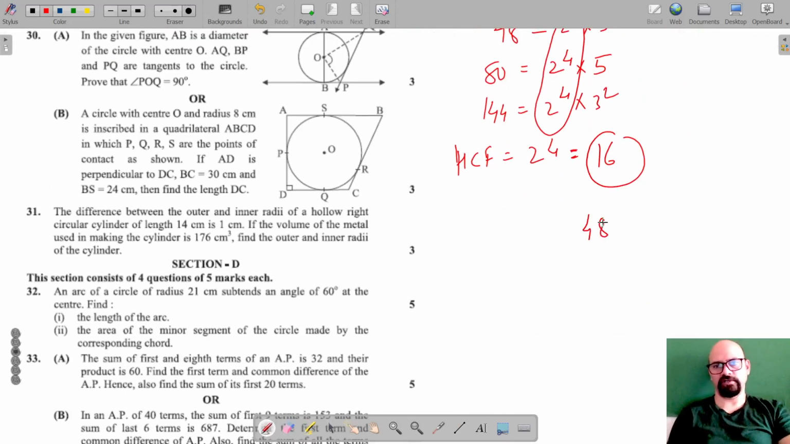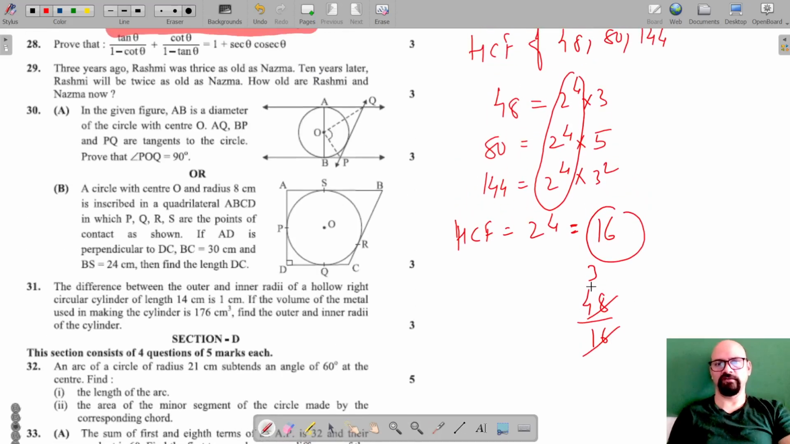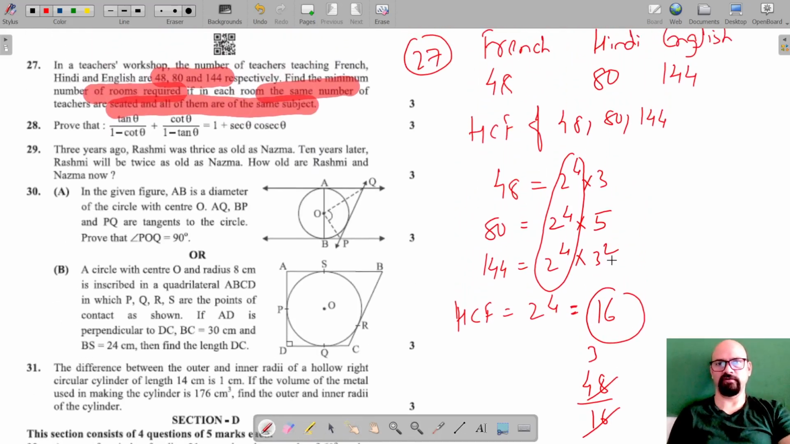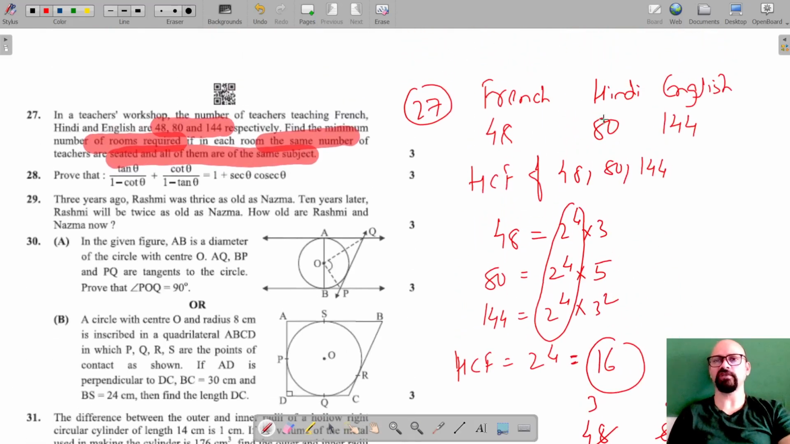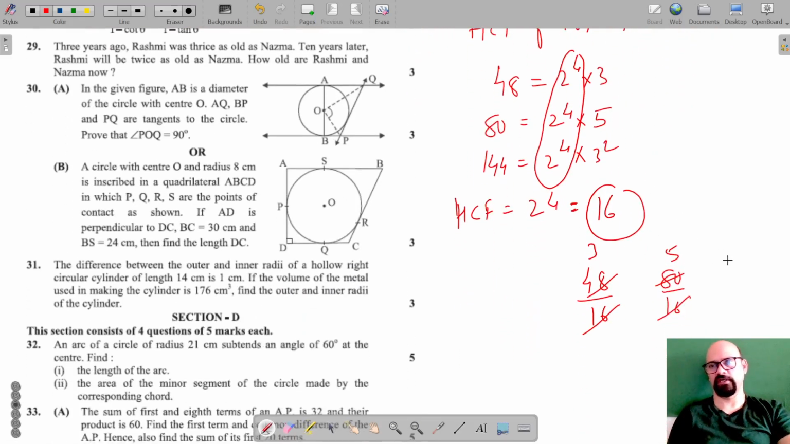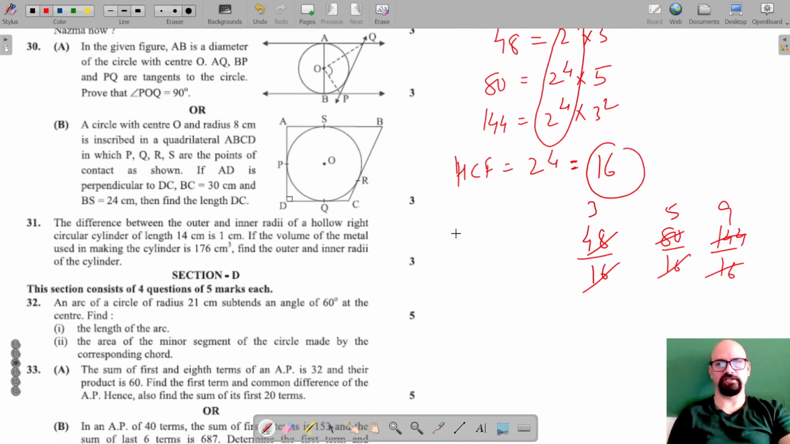So 48 French teachers, if we divide it with 16, it's 3. So that means there will be 3 rooms required for the French teachers. And 80 divided by 16 is 5. So 5 rooms for Hindi teachers, and 144 divided by 16 is 9. So that means the 9 rooms are for English teachers.